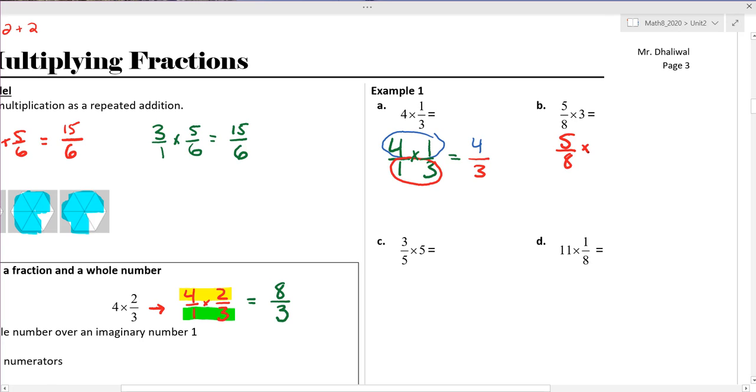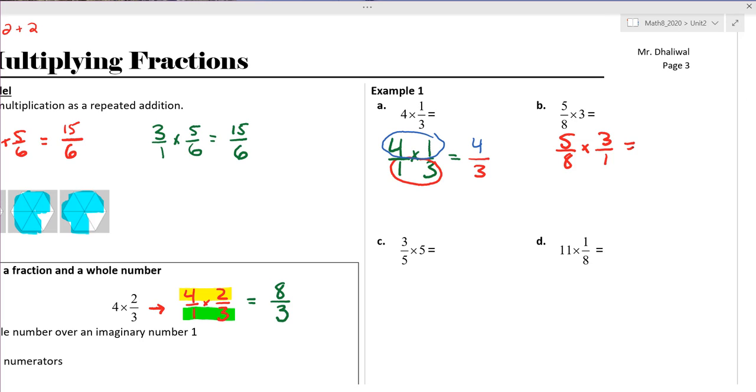3 over 1. Where are we getting the 1 from, though? We're just rewriting this whole number 3 as a fraction, because 3 over 1 is equivalent to 3. Remember, 3 divided by 1 is equal to 3. We do this so we can apply the multiplication rules, so we can clearly see what numbers are in the numerator and what numbers are in the denominator.